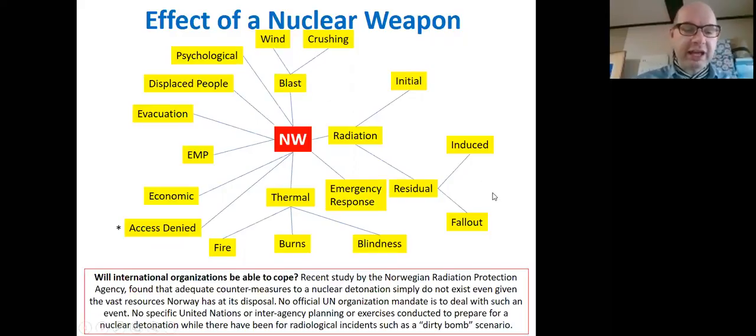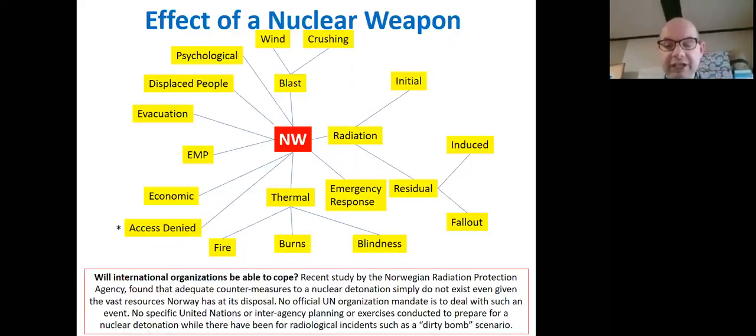So one of the questions you can ask is, will international organizations be able to cope? Well, there was a very recent study by the Norwegian Radiation Protection Agency, and they found that adequate countermeasures to a nuclear detonation simply don't exist, even given the vast resources that Norway has at its disposal. No official UN organization has a mandate to actually deal with such an event, a nuclear event. No specific UN or interagency planning or exercise has been conducted to prepare for a nuclear detonation. Well, there has been such planning for radiological incidents such as a dirty bomb scenario.